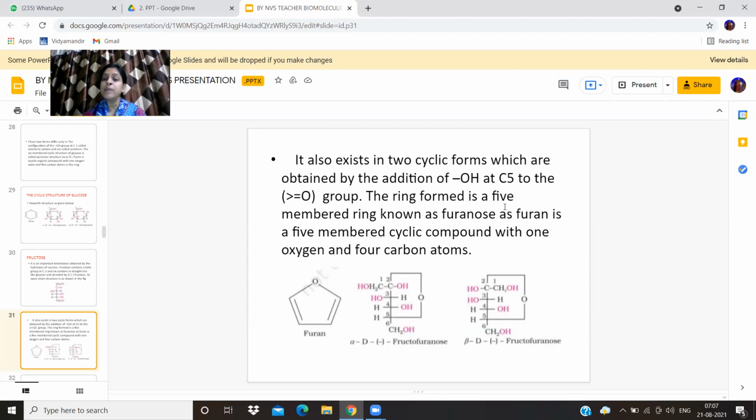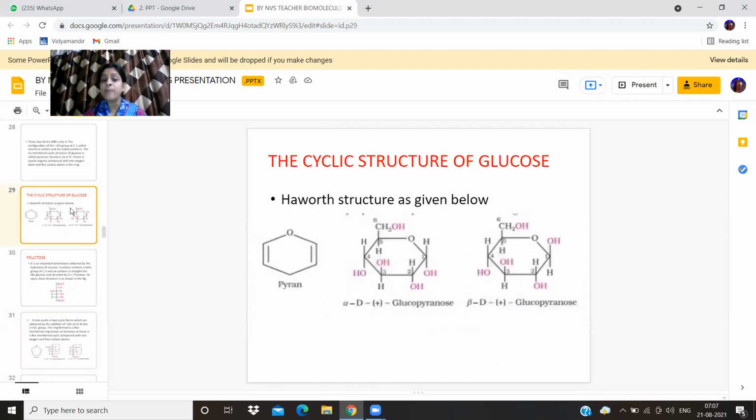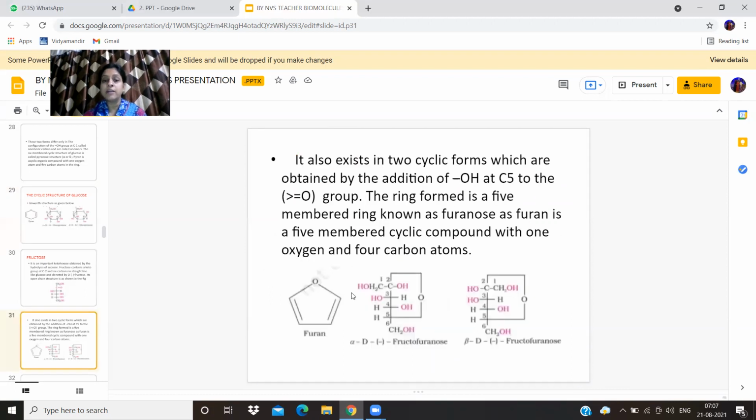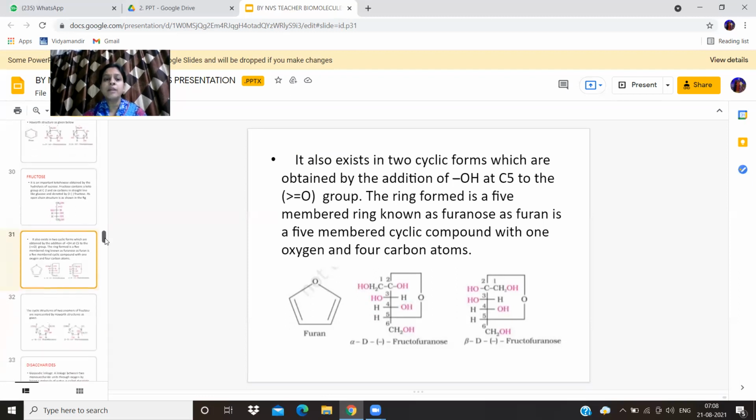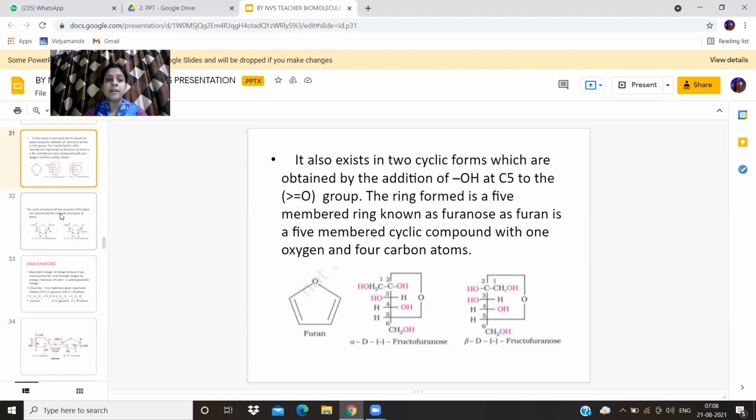It also exists in a similar manner in cyclic forms, obtained by the addition of OH at the fifth carbon. Okay, look, we added up the OH of the fifth carbon, converted the oxygen into O, and the ring formed is a 5-membered one. Here it is 5 membered, that's why it is like a furan. It is like furan, whereas this one is like a 6-membered ring, pyran. Okay, this is the difference here. Fine, furan, and similarly oxygen is present here at the fifth carbon, and the rest will be the cyclic structure.